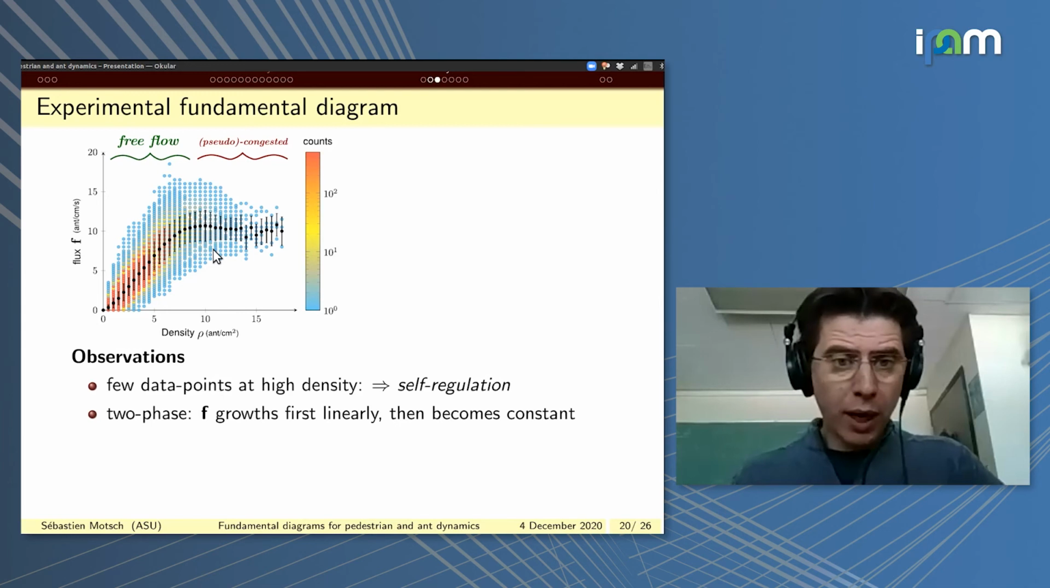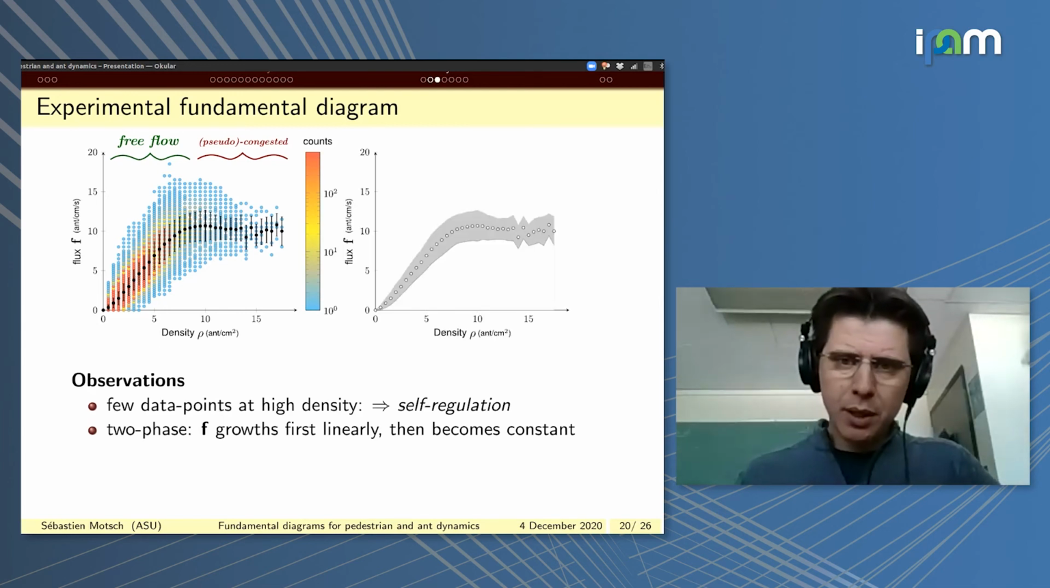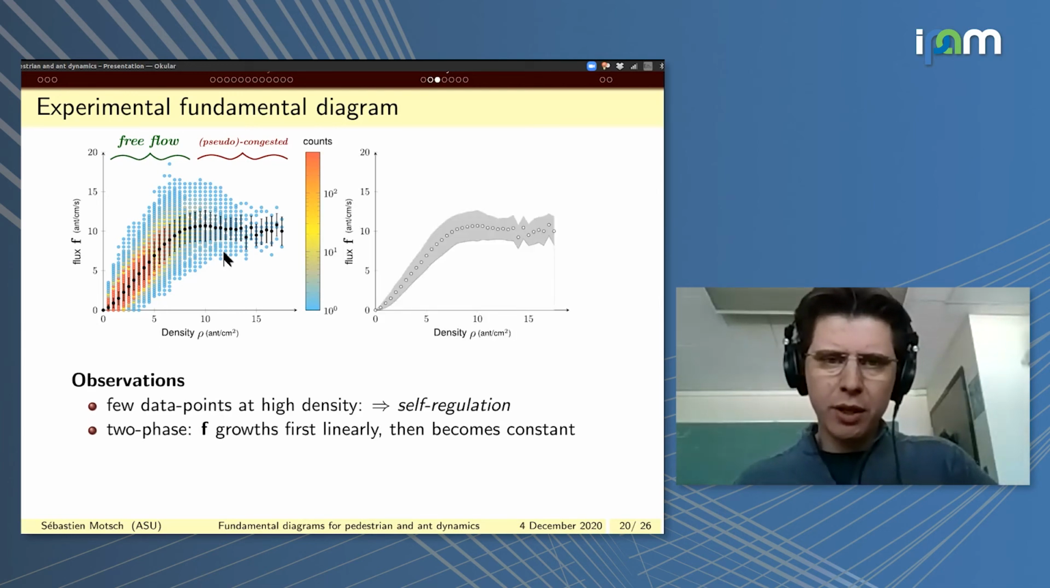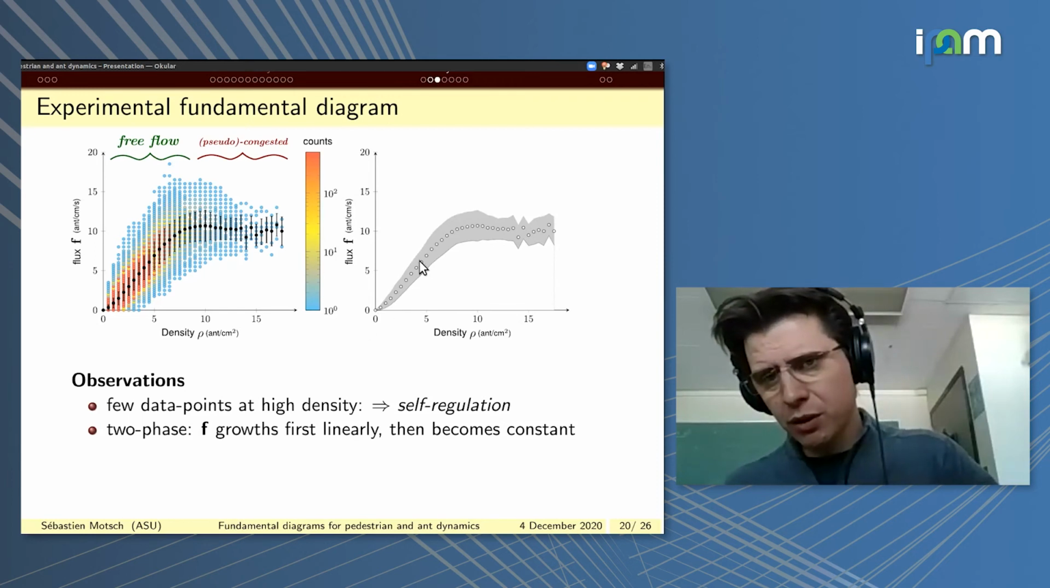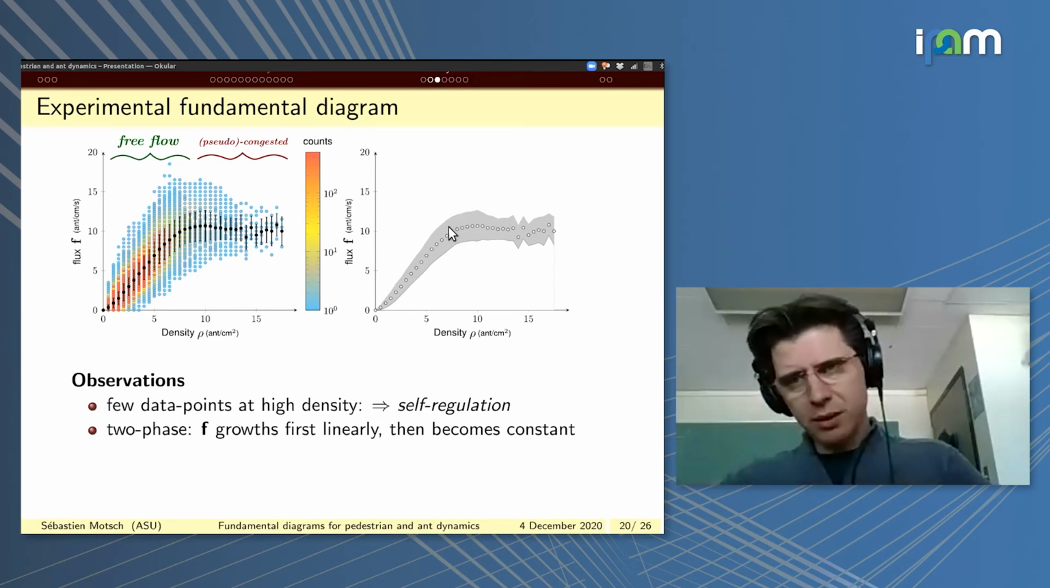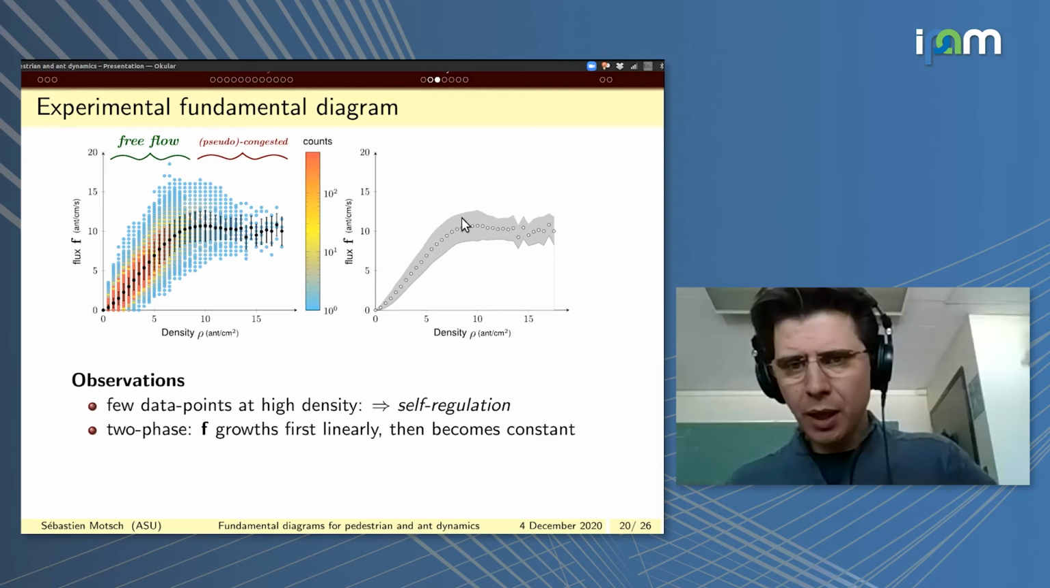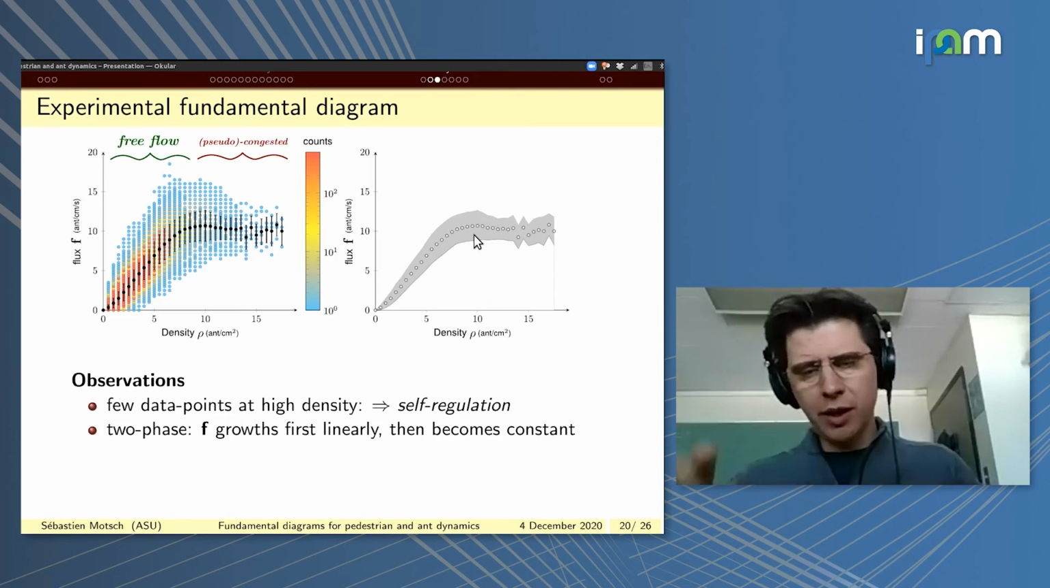Anyhow, having those data points, let me represent that a little differently. Let's forget about all the data points and just show the average. What you see in circles is the average. So you really see a linear increase, and then it stays flat. And here in gray is the variance.